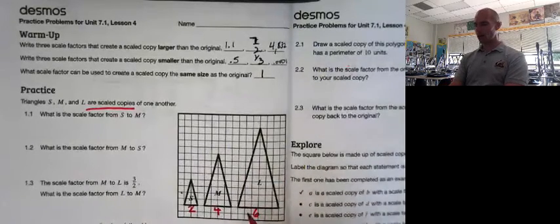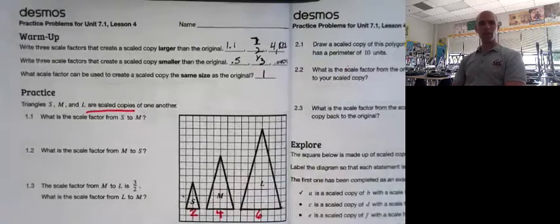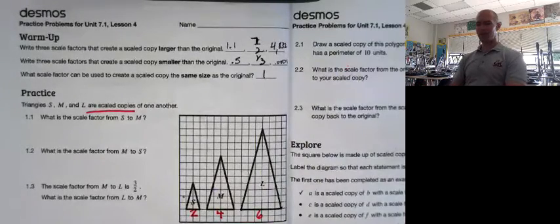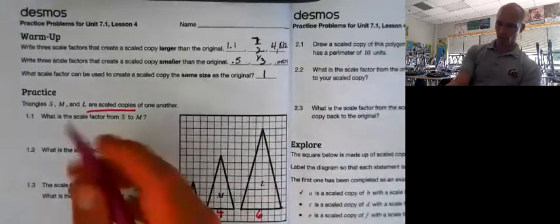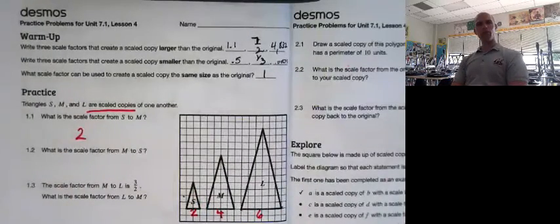Notice I'm counting all the way to the corner of these triangles, even though it kind of looks like the line doesn't quite take up the whole triangle or the whole box. It does though, like the triangle starts way over here on the edges of these boxes. So I count 6. Okay, so the scale factor from S to M, well, 2 times 2 would equal 4. So looks like it's a scale factor of 2.